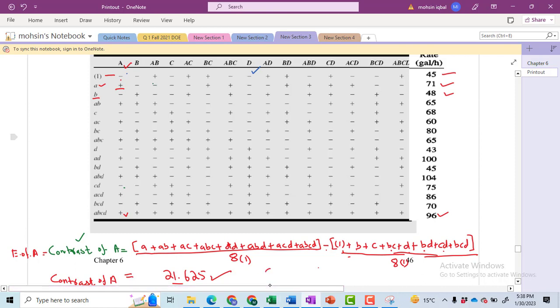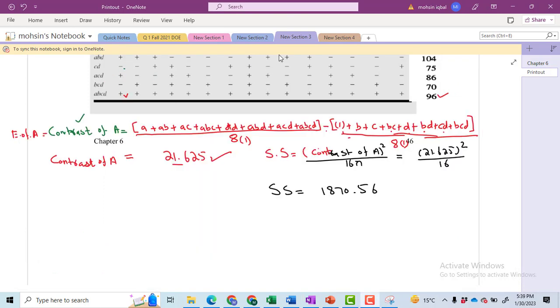Now the third thing is the sum of square. I write here S.S., sum of square, is equal to, the formula is the contrast of A whole square divided by, here you will write 16n, where n is again the number of replications. The contrast is equal to 21.625. You will have to take the whole square and divide it by 16, and now you will get the result for the sum of square. Let me calculate it, and it comes out to be 1870.56. Let's discuss all of the other effects and contrasts in the upcoming video.